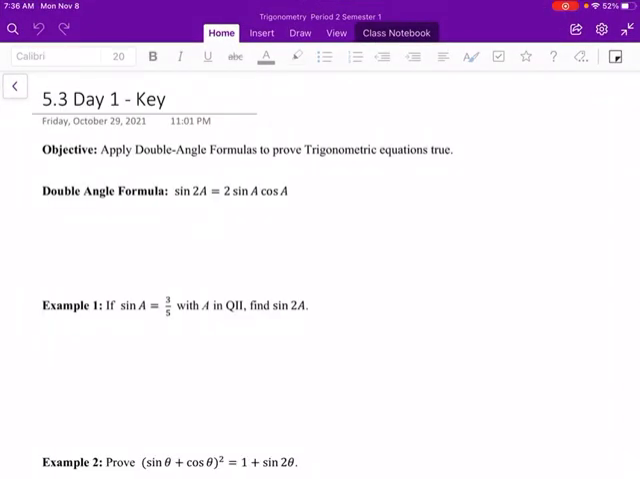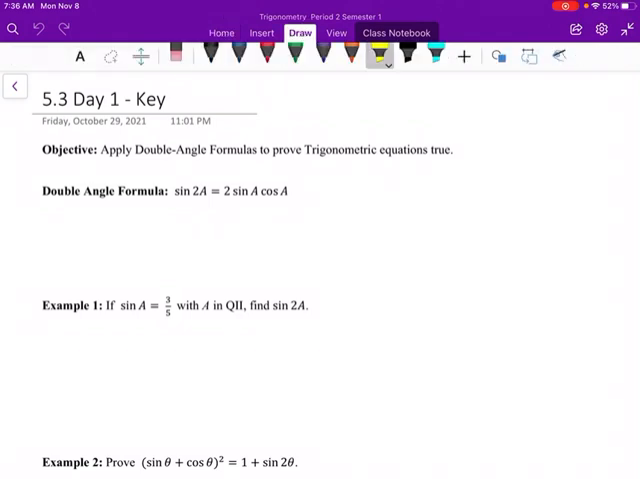For 5.3 day 1, today we are going to be working with double angle formulas. Remember, when you are taking a quiz or a test, you will be given these formulas, so you don't have to worry about having them memorized, you just need to know how to use them. The first double angle formula we have is the sine of 2a equals 2 times the sine of a cosine of a. For this one, we are just going to be plugging in those values that we know.